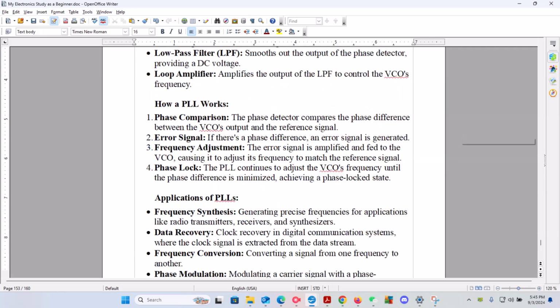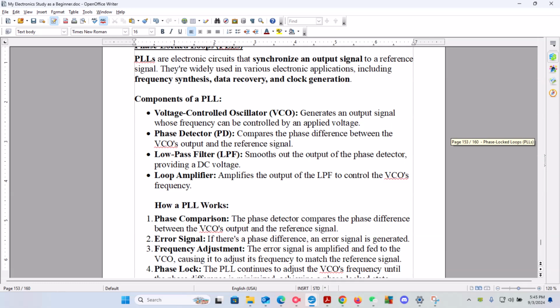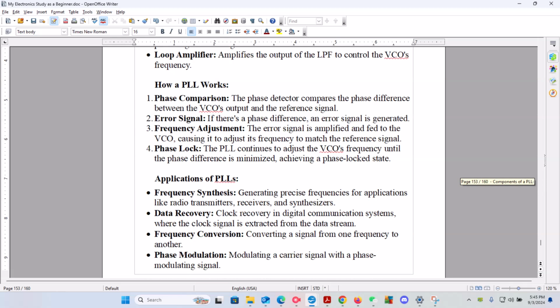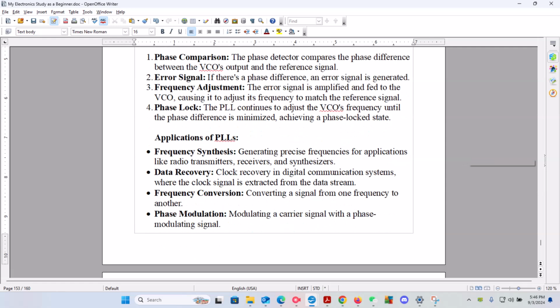Now let's talk about how this PLL is going to work. It works, number one, by phase comparison. That is, the phase detector compares the phase difference between the VCO's output and the reference signal. Remember that if there's a phase difference, an error signal is generated. Frequency adjustment: the error signal is amplified and fed to the VCO, causing it to adjust its frequency to match the reference signal. And then we have the phase lock, where the PLL continues to adjust the VCO's frequency until the phase difference is minimized, achieving the phase lock state.